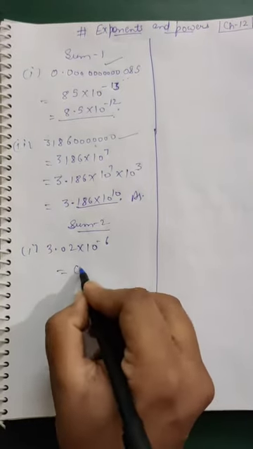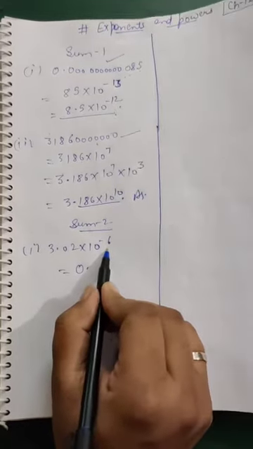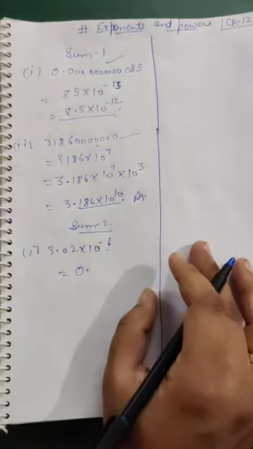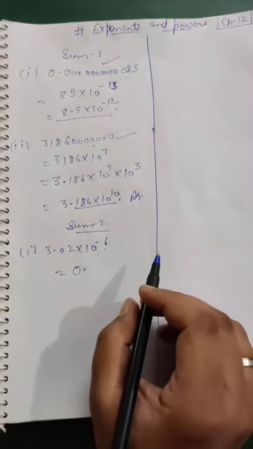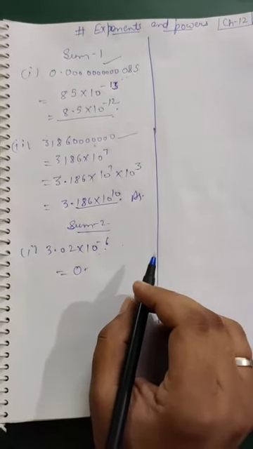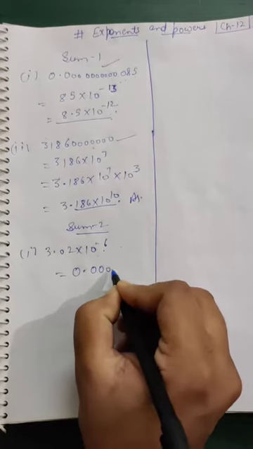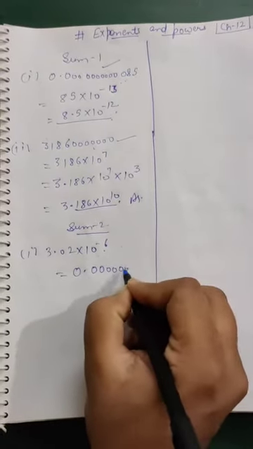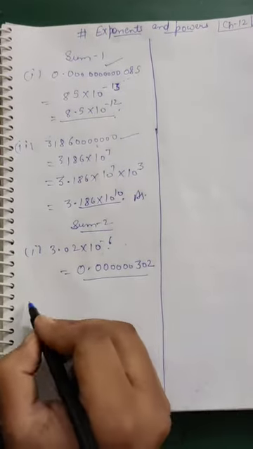This number can be written as 0. As we can see, 10 raised to the power minus 6 is there, and 3.02 means in total how many, what is the exponent of 10, and that will be written as 0.123456302. So this is the standard form of this given number.